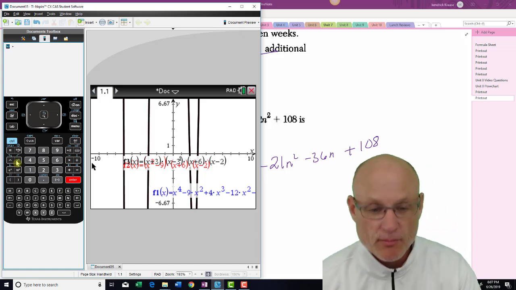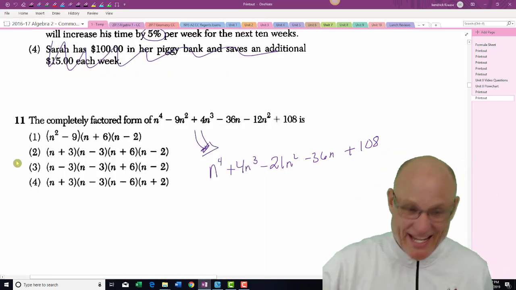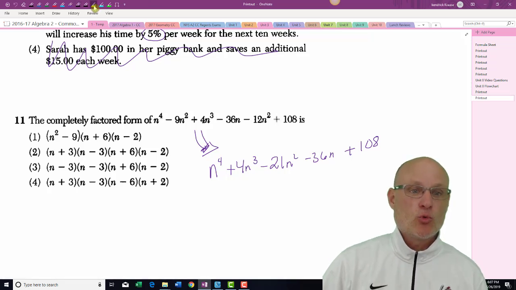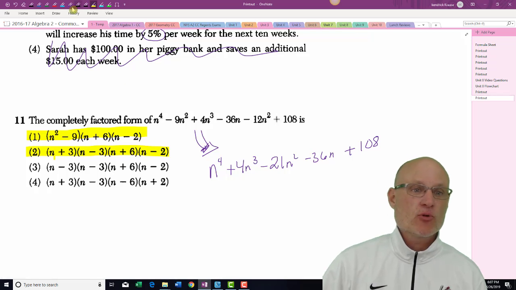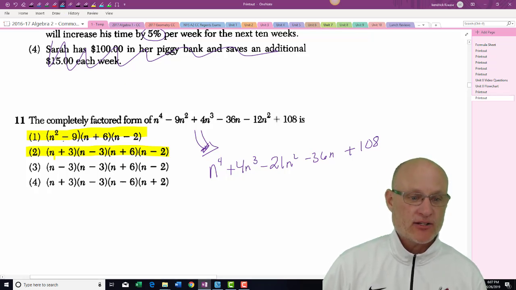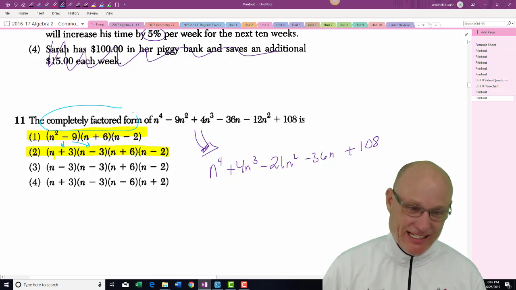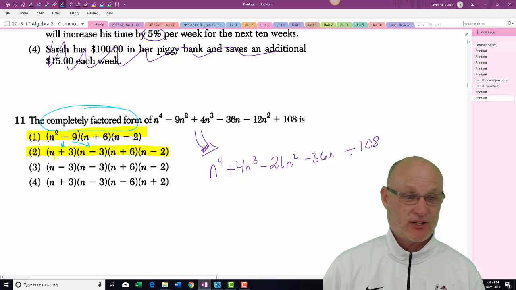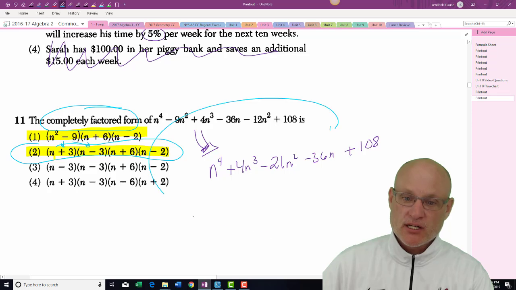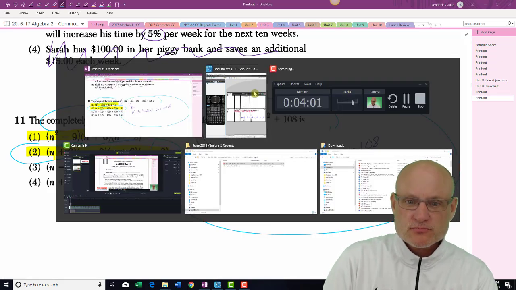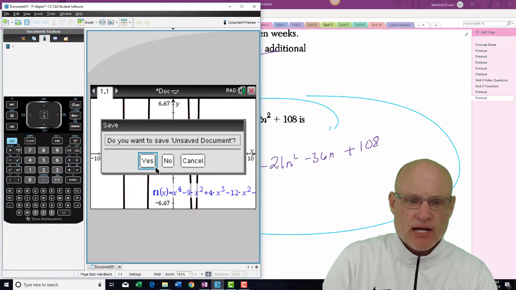And then the other two wouldn't match. So, both number 1 and number 2 work. Now the reason number 2 works is because if you factor this, you get n plus 3 and n minus 3. And it says completely factored. And completely factored would be choice 2. Now the reason I put it in this form over here, because quite frankly, this was too much work. I would just do it this way.